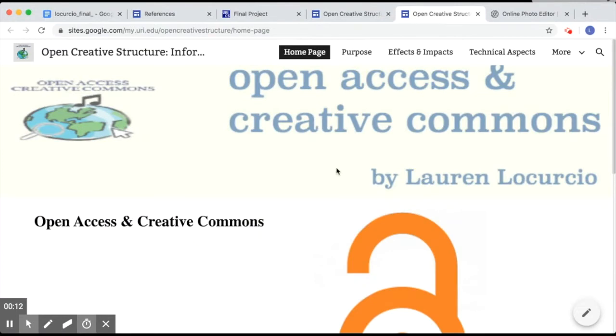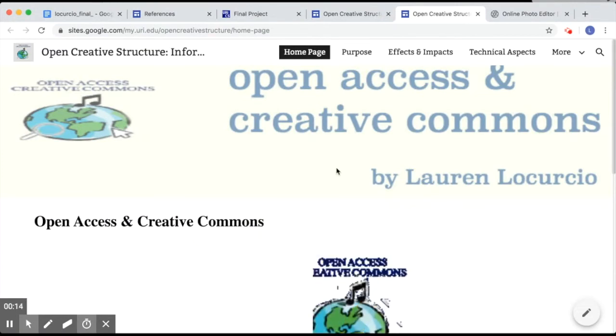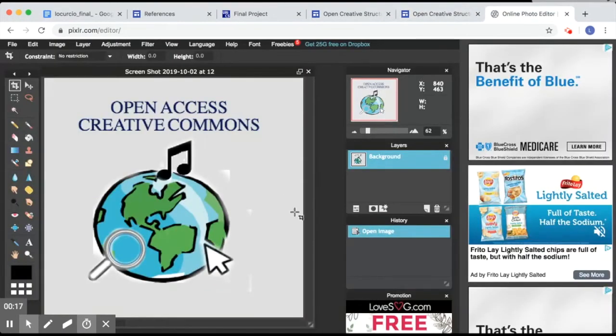I created my logo and my banner with the application Pixlr. Pixlr is a free version of Photoshop that includes tools such as smudge, blur, and any other drawing tools. To create my icon, I took an earth image from Google and used layers in order to add a music symbol, a cursor, and a magnifying glass.